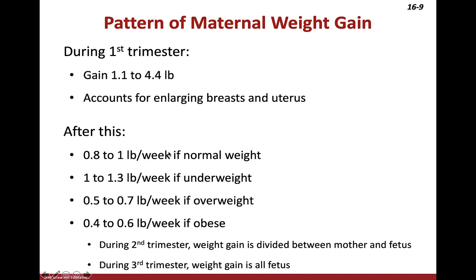During the first trimester, expect a gain of 1.1 to 4.4 pounds, and this is going to account for the enlarging breasts and uterus. After this, generally 0.8 to 1 pound per week for normal weight, 1 to 1.3 pounds per week if underweight, a half to 0.7 pounds per week if overweight, 0.4 to 0.6 pounds per week if obese. During the second trimester, weight gain will be divided between mother and fetus. And during third trimester, the weight gain is actually all fetal in nature.